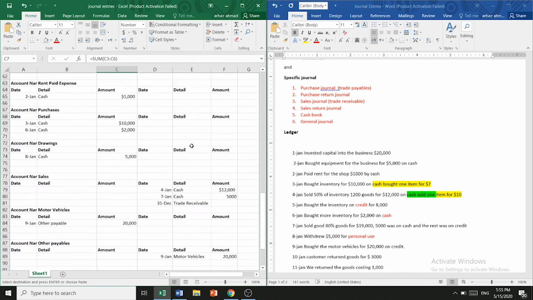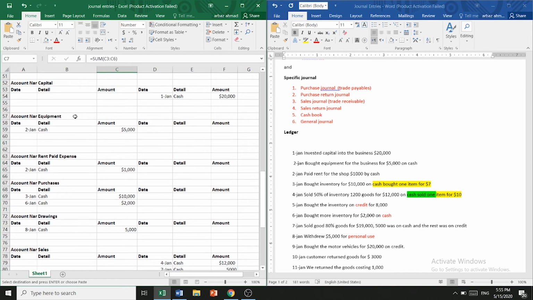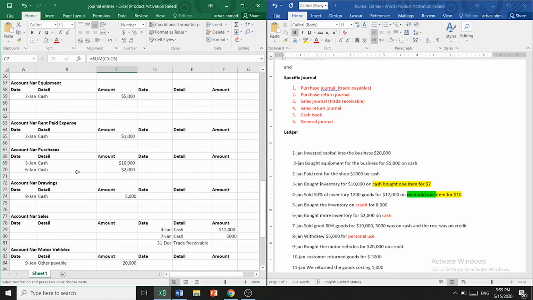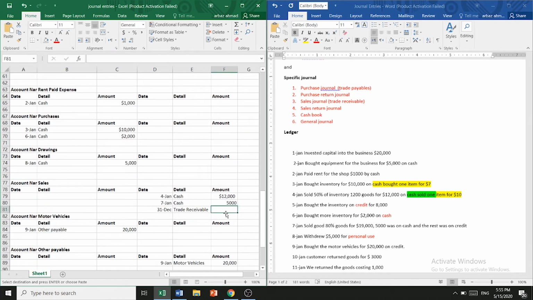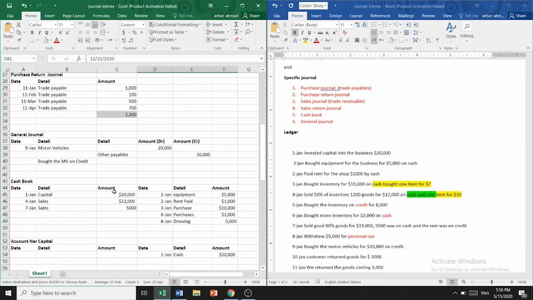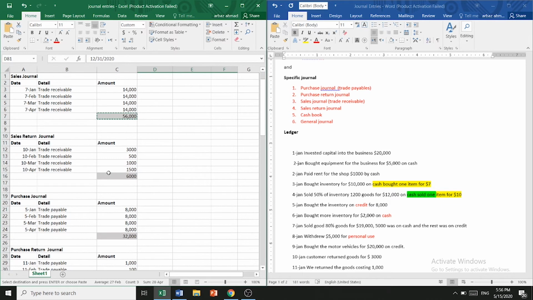Where is my sales? What, where did my sales account go? Okay, so in this I'm going to paste it. And the reason I'm just pasting the total is because this is the sales specific journal. If it's the general journal, I am going to post each entry individually.